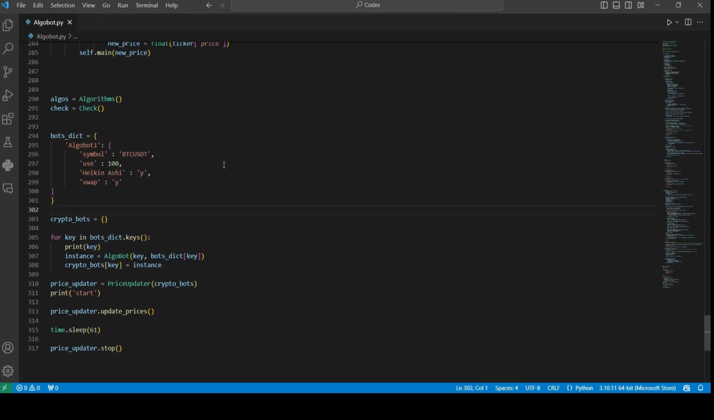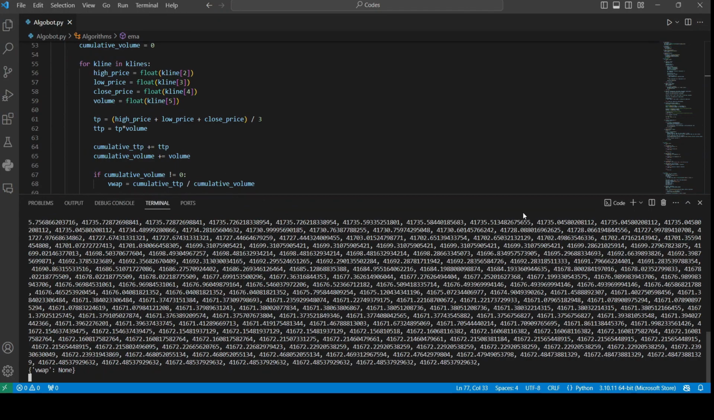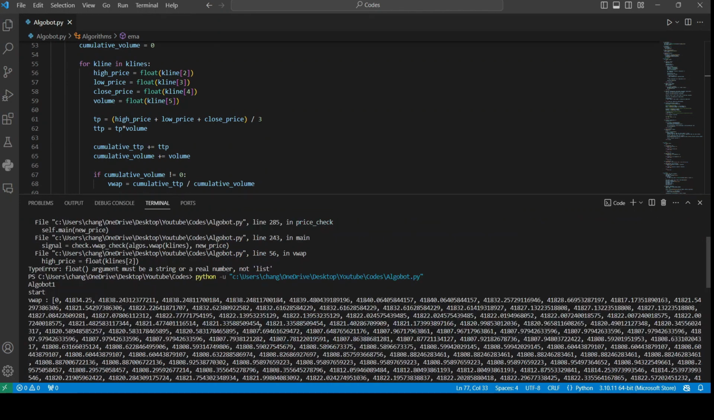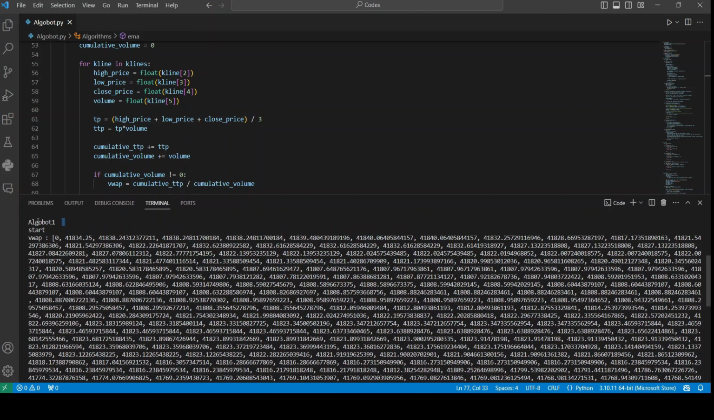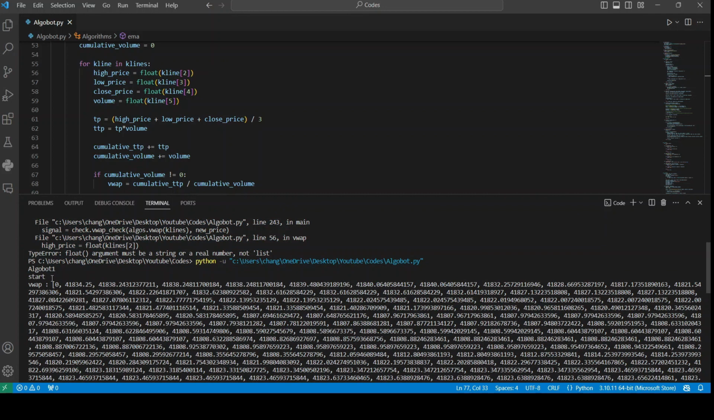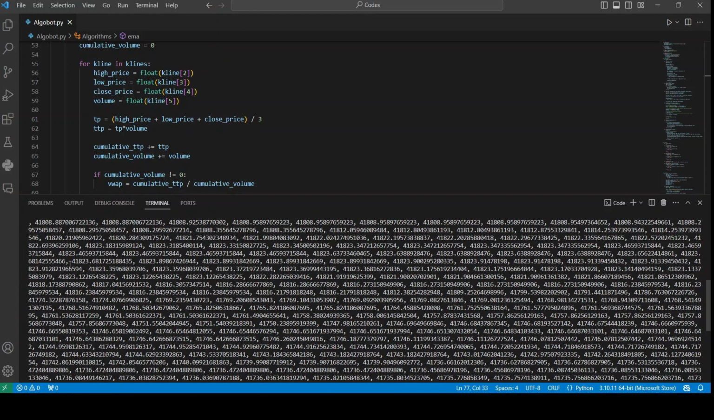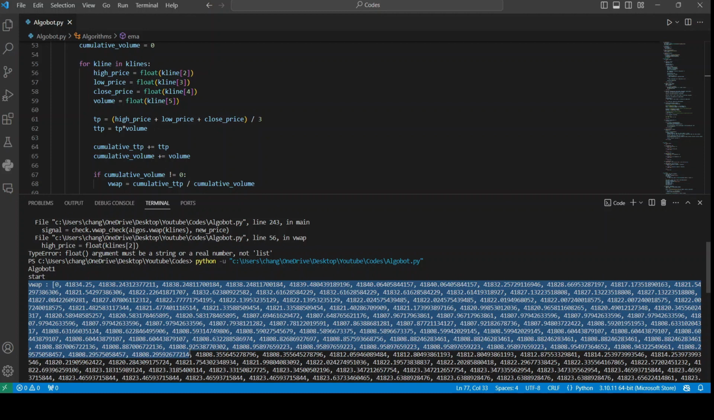Alright, and there you go. That should be this entire coding done. So now let's try running this code to make sure that it works. So there you go. Now you can see it printing. So once again, we have AlgoBot1, which is the name of the bots, and then we printed out starts. And then here's all the different VWAP values of Bitcoin and the USDT pair.